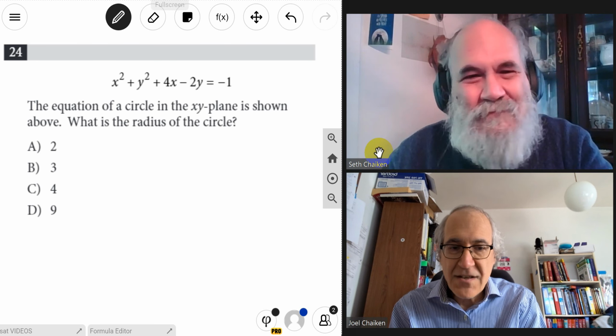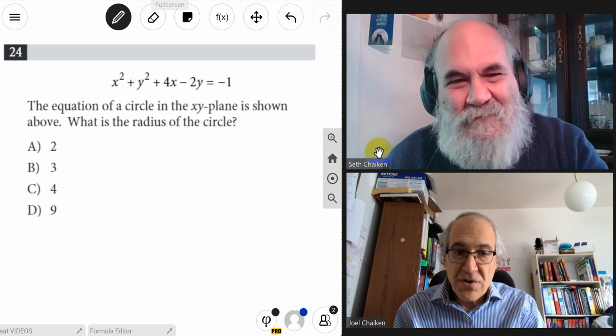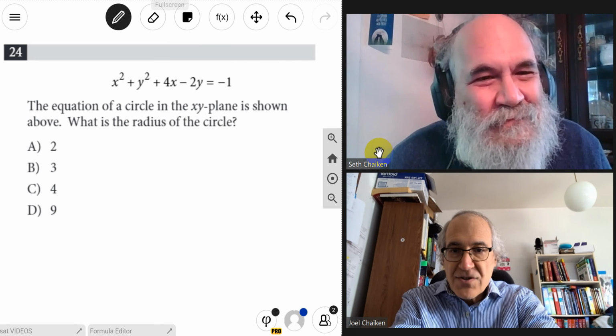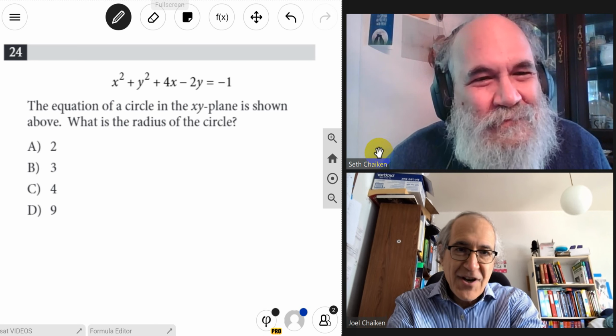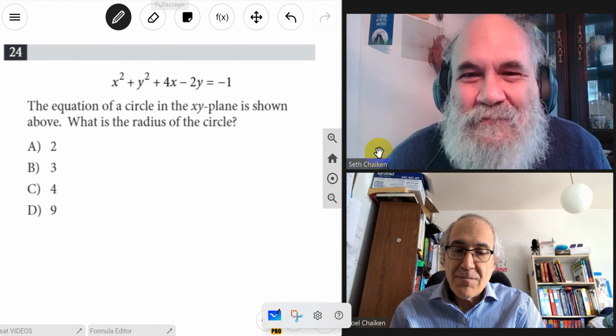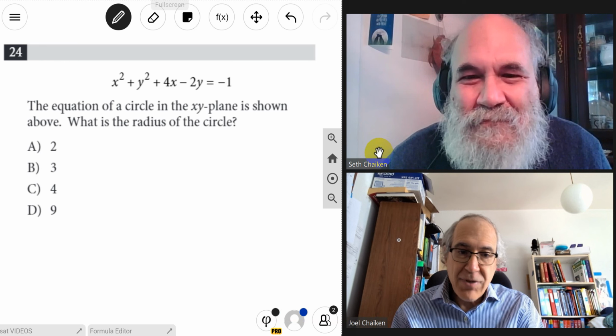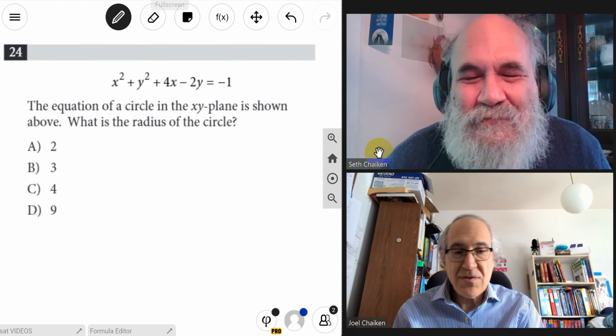This is an SAT math question from the calculator section. It has to do with a circle, and the equation of the circle is that thing. What is the radius of the circle? Seth and I talked a little bit about this beforehand, and we think the most efficient way, probably the proper way to do it, is to complete the square and get the equation of the circle.